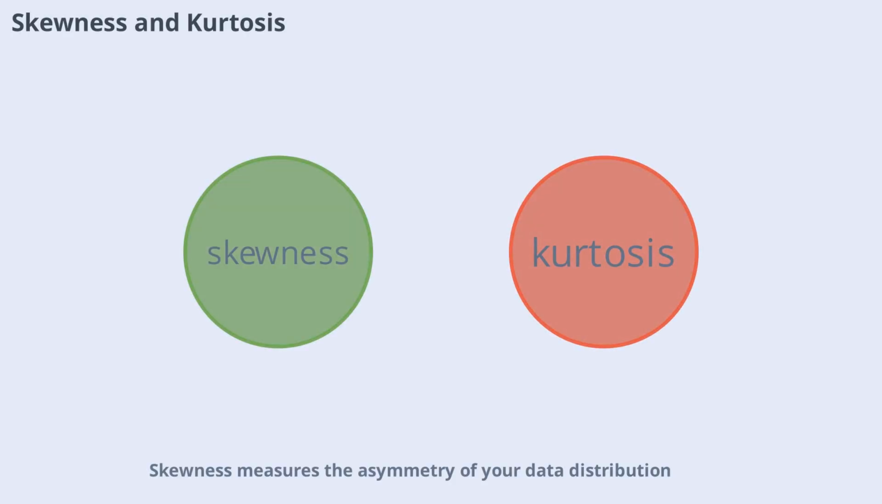Skewness measures the asymmetry of your data distribution, while kurtosis describes its tailedness, or how outlier-prone it is. These concepts help you understand the shape of your data and whether it deviates from the normal distribution. Recognizing skewness and kurtosis is important for choosing the right analysis methods.